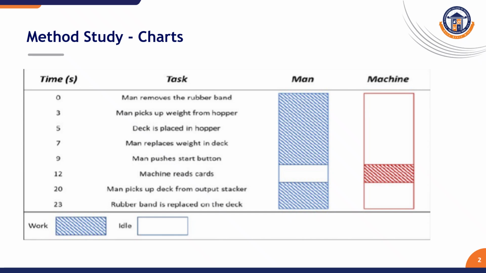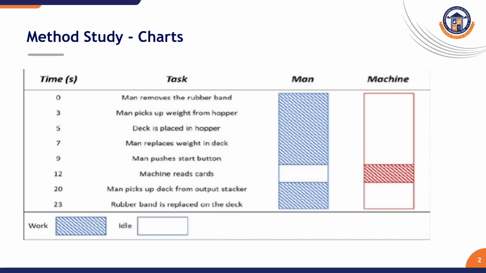And then 9 seconds is taken for pushing the start button. It looks very fast, but there is a certain time. Then the machine reads the cards, which takes 12 seconds. And then the man picks up the deck from the output stacker and the rubber band is replaced on the deck. So all this takes 23 seconds. You'll find here that the man is idle for around 20 seconds.